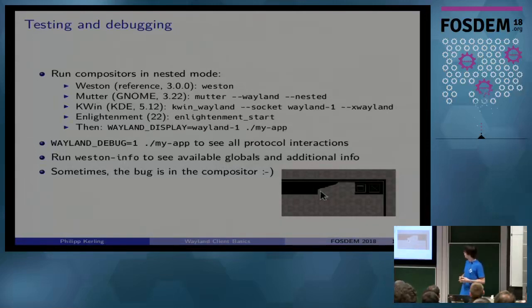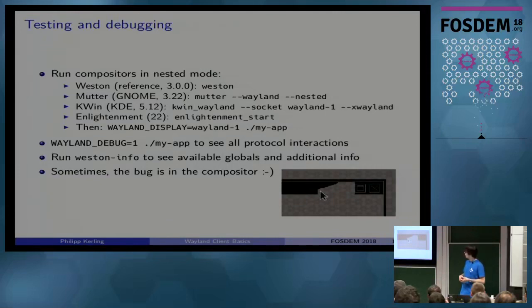Very useful is setting the environment variable WAYLAND_DEBUG to 1 when starting your application. Then you will just get on standard error, or standard output, I think, a trace of all API calls that you are doing on the Wayland socket, which is very useful. You see everything you send to the server, you see everything the server sends you back, and can look for problems and information.